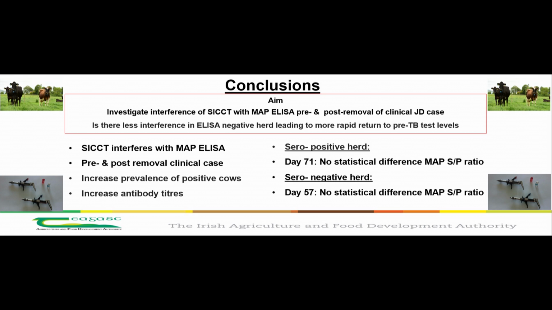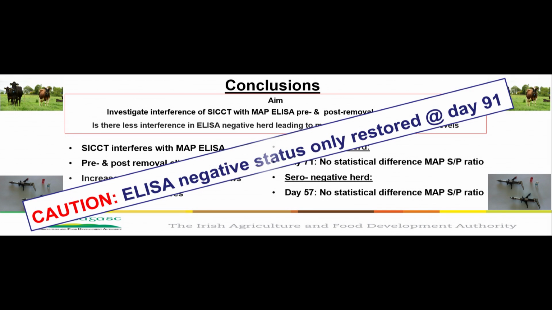So we can conclude from the study that the skin test is associated with an increased prevalence of MAP ELISA positives in both a seronegative and seropositive herd, and it is associated with an increase in MAP antibody titer. Our results are no longer statistically significant in a seropositive herd by day 71, and in a seronegative herd, the results are no longer statistically different by day 57. However, as I did mention, caution needs to be exerted, especially in a MAP ELISA negative herd, as our ELISA negative status was only restored at day 91.